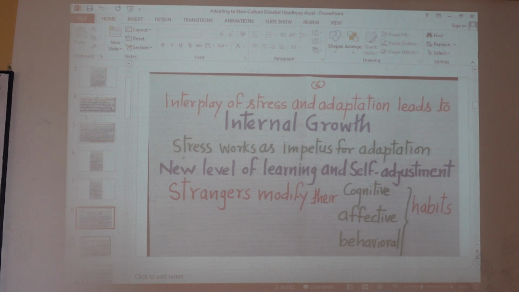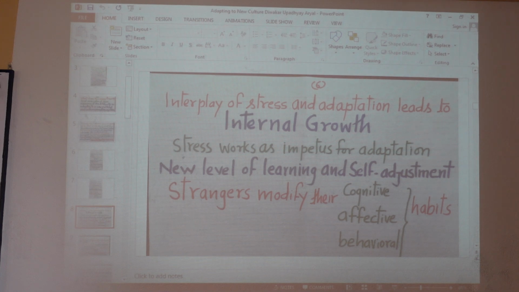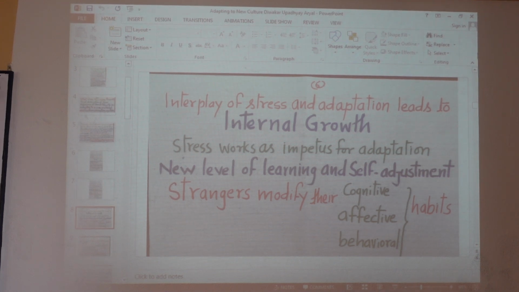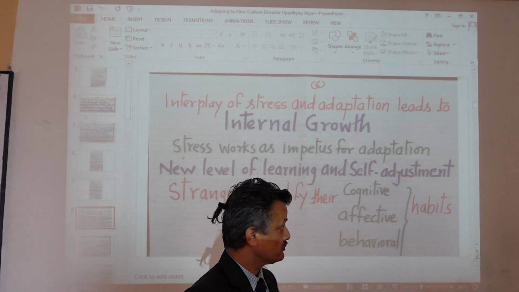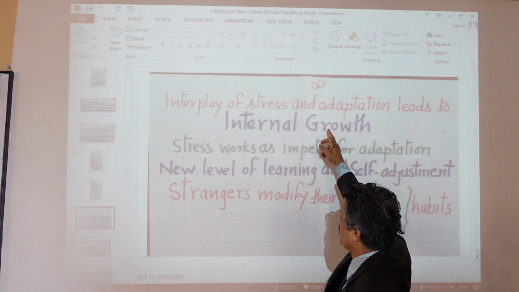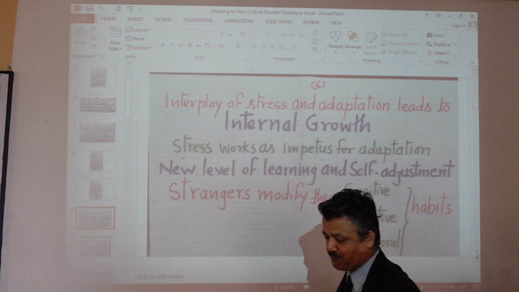You can't go back home, so you have to change. So say with me: stress, adaptation, growth. When you don't understand their way, you have stress. When you have stress, you say, I will change. When you change, you grow. So say, stress, adaptation, growth. Now, this growth, this change happens at 3 levels.